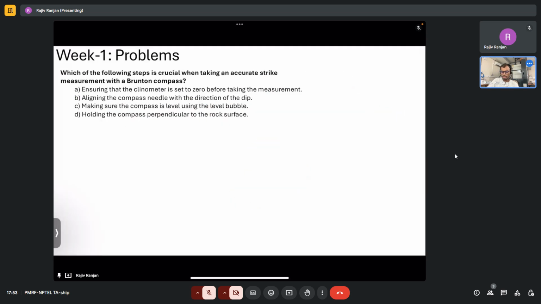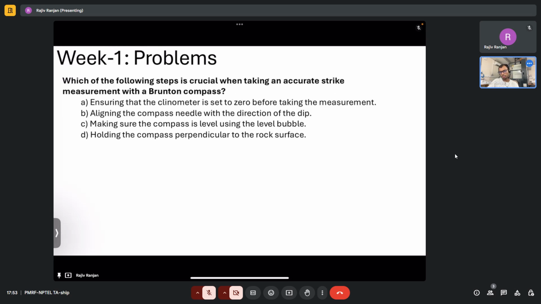Let us go to the last question of today. Which of the following steps is crucial when taking an accurate strike measurement with a Brunton compass? With the Brunton compass, there are some procedures. Before measuring, we should be very careful. So let us read. Ensuring that the clinometer is set to 0 before taking the measurement.